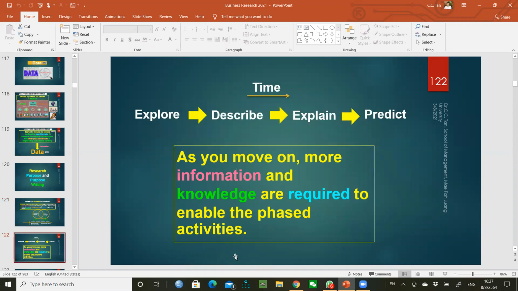And as you move slowly, as I say, research is an iterative process. As you move from your stage of effort today to maybe another two years' time, you will see yourself moving from explore, to describe, to explain, to predict. And as you move on, more information and knowledge are required. So the more you want to predict things, you have to justify it.